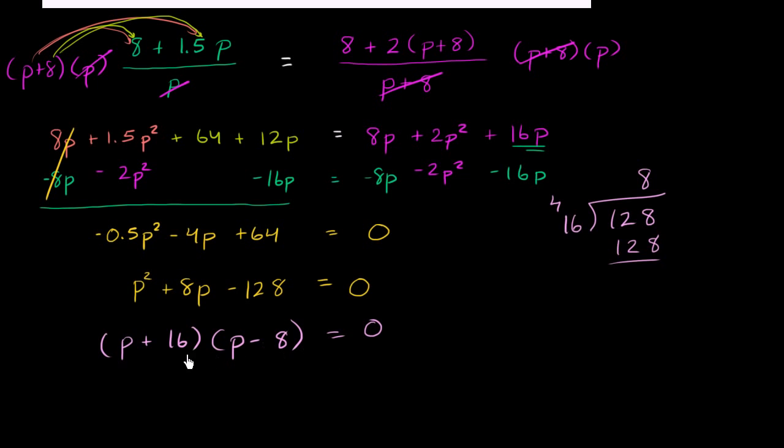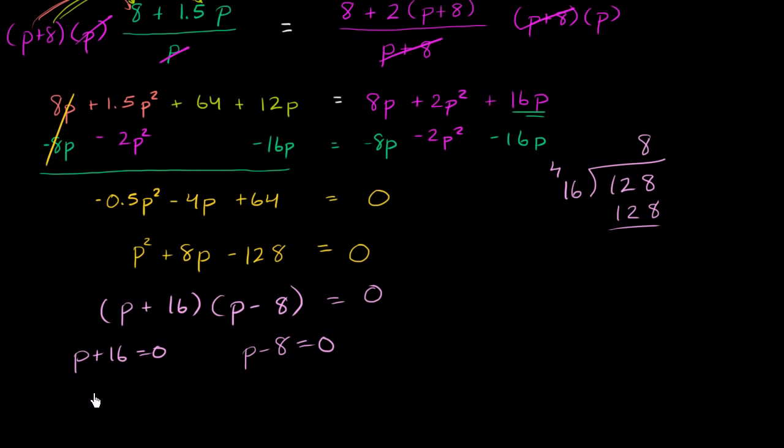Now this is going to be equal to 0 if at least one of these is going to be equal to 0. So we have two solutions. Either p plus 16 is equal to 0, or p minus 8 is equal to 0. This one right over here, subtract 16 from both sides, you get p is equal to negative 16. Here, you get p is equal to 8 if you add 8 to both sides.